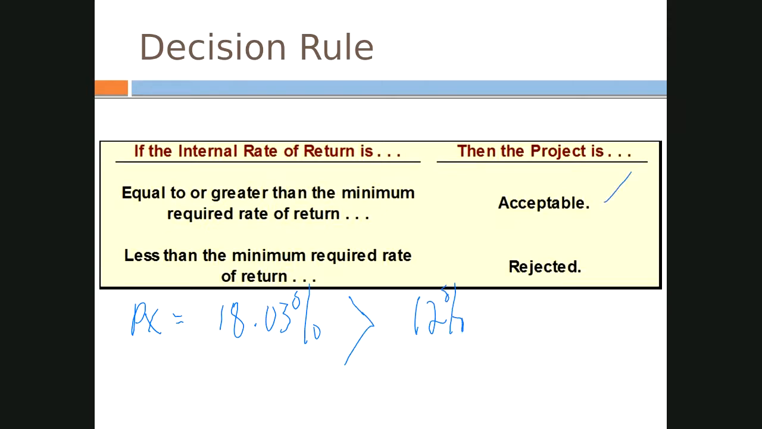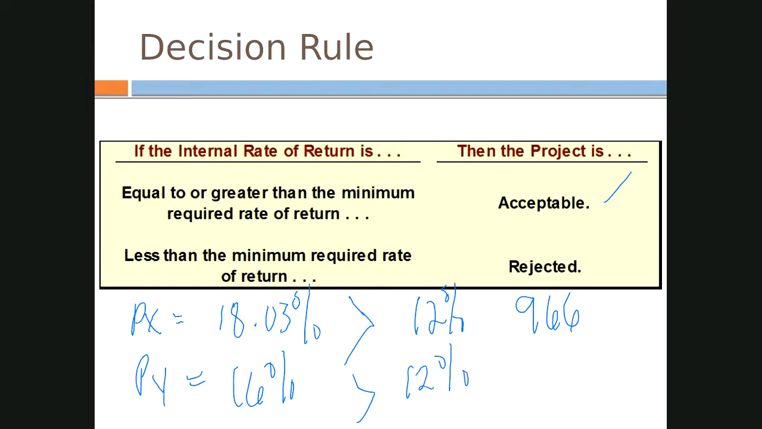Which is true naman, kasi if you're going to use the NPV, ang NPV niyan is 966 yata, if I'm not mistaken. 966 plus yan. Si Project Y naman, if we're going to use the internal rate of return, parang 16% ito. Check ninyo na lang kung tama ako. I-compare mo ulit yan dun sa cost of capital, which is, in this case, our minimum required rate of return. Mas mataas ulit yan dun sa 12%, so acceptable pa rin si Project Y.